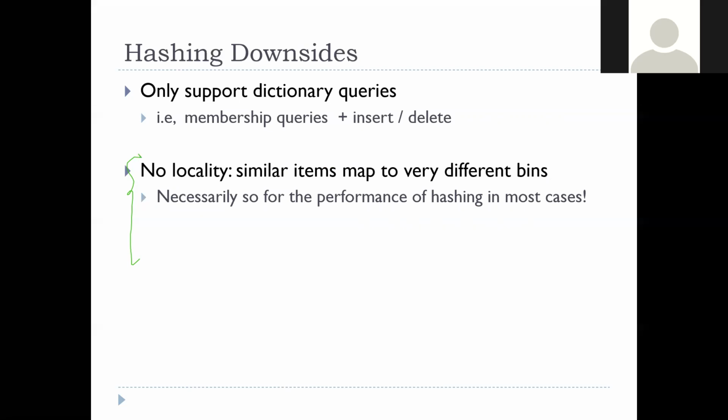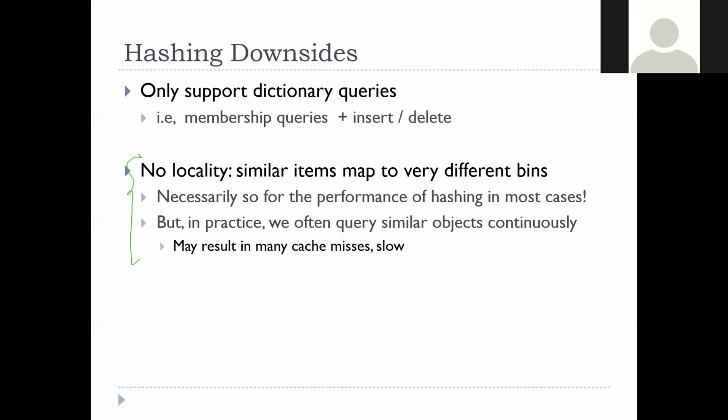But nevertheless, if the type of queries you are interested in is mostly just membership with some insertion and deletion, then a hash table is a very practical and efficient data structure. I should point out that because they don't have locality, in practice we often query similar objects continuously, but in the hash table, they may be stored in many different places. If your hash table is large, this may mean that you have to keep accessing different parts of your array and cause cache misses. You have to reload a different portion of your array into your memory, which can make it slow.